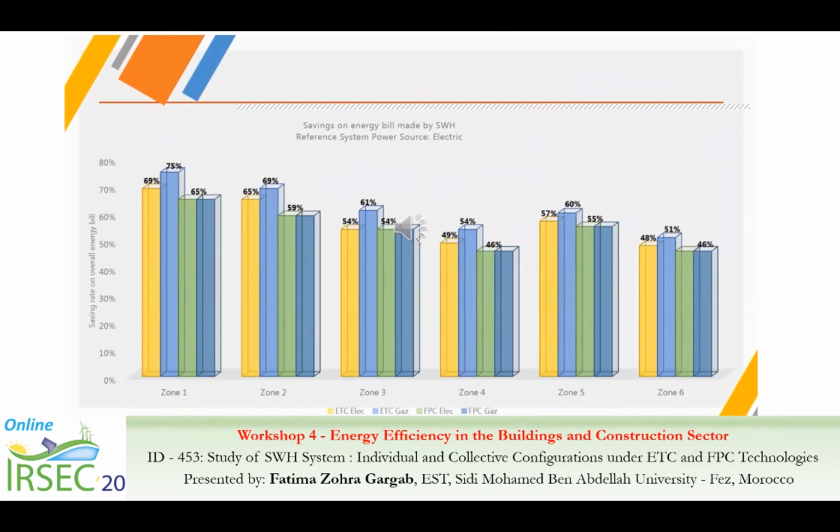So solar water heater solutions instead of an electrical system for demand of hot water production as a reference save between 46 and 75% of the energy bill.